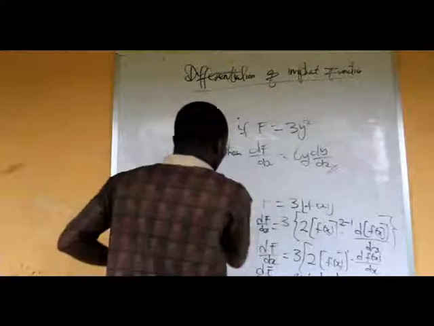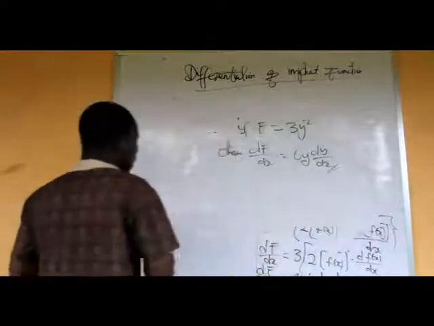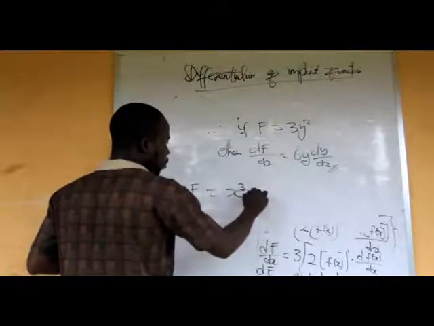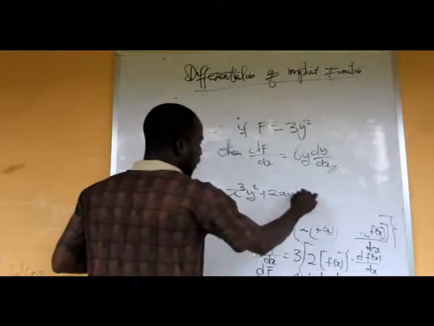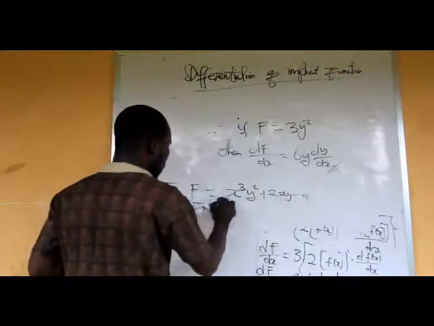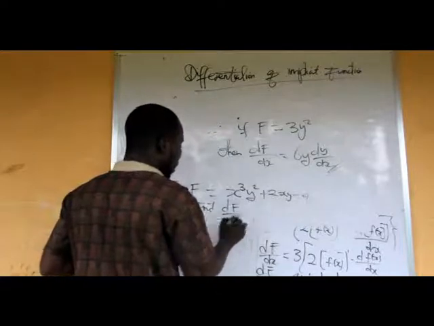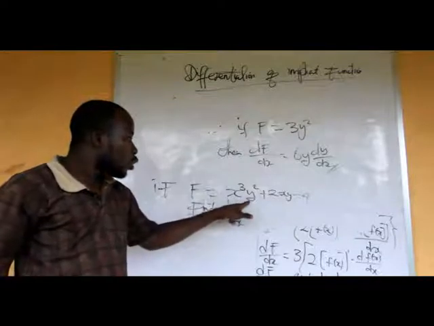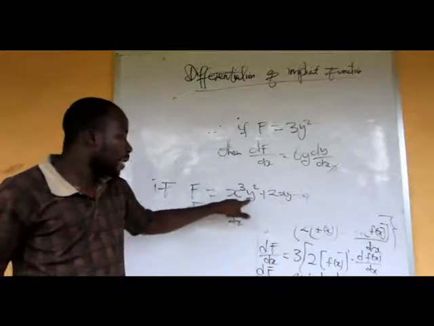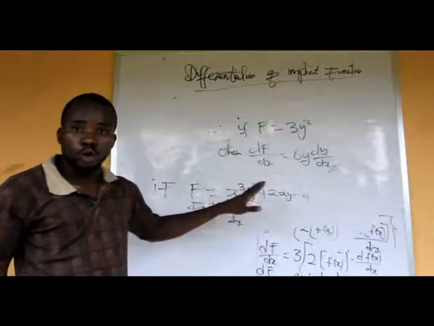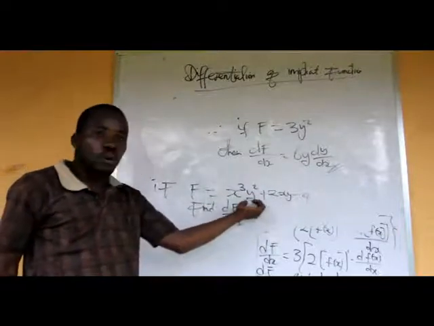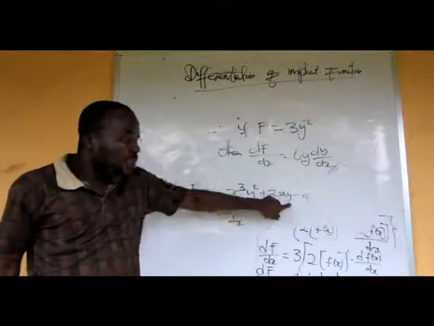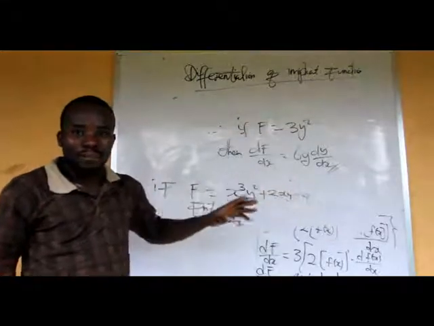Try this question. If f is equal to x cubed y squared plus 2xy minus 4, find df over dx. Remember, what that means is that you call this one f of x, so that by the time you differentiate these two places, you can use product rule and then differentiate this particular one implicitly. This other place you use product rule, but differentiate this particular y using the technique of implicit differentiation.